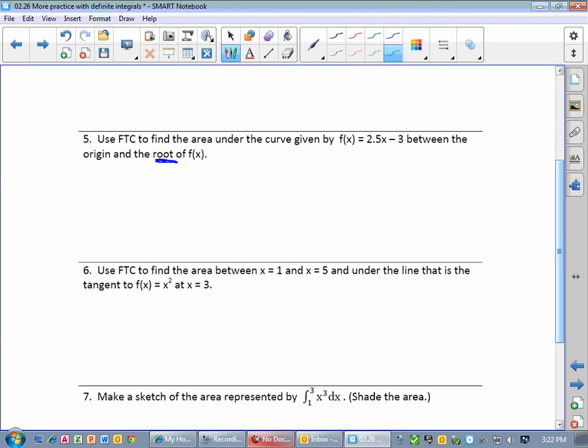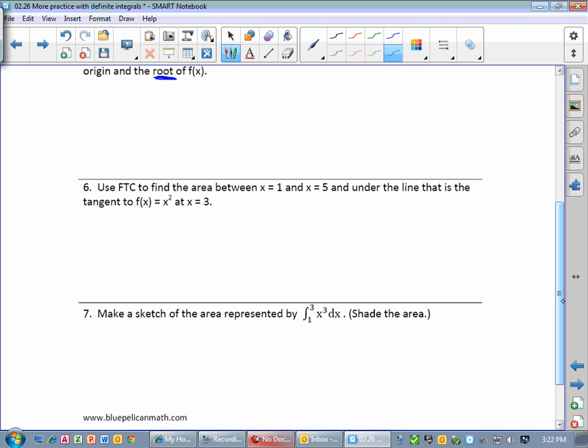One couple things that I caught problems with in third period as kind of holdups. First off, what's a root? What's another word for the root? X-intercept, or 0. How do we find the root of a function? Let it equal 0. Fantastic.